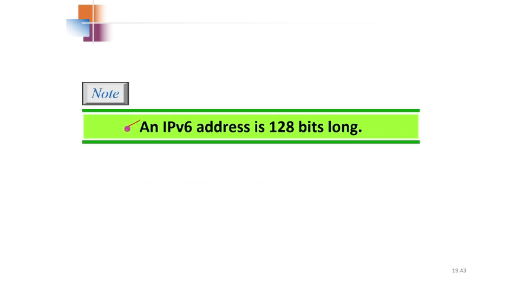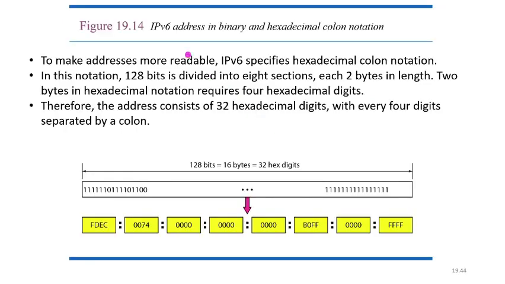Here IPv6 will be 128 bits long. It uses 128 bits instead of the 32 bits in IPv4. Now, how is IPv6 addressing represented? It can be represented in binary or hexadecimal colon notation. In binary, the total 128 bits are represented in terms of zeros and ones.